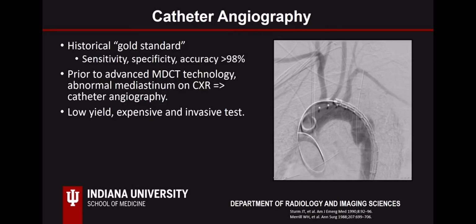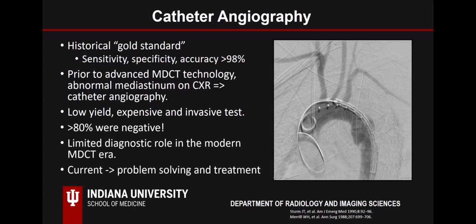Aortography historically was the gold reference standard for the diagnosis and exclusion of aortic injuries due to its high performance metrics. In the era before advanced CT technology, any abnormal mediastinum on a chest X-ray would warrant further evaluation with catheter angiography. This was low yield, it was time intensive, it was expensive, and it was invasive, and over 80% of the angiograms were negative. Current day, catheter angiography is delegated primarily to a problem-solving role and for treatment.